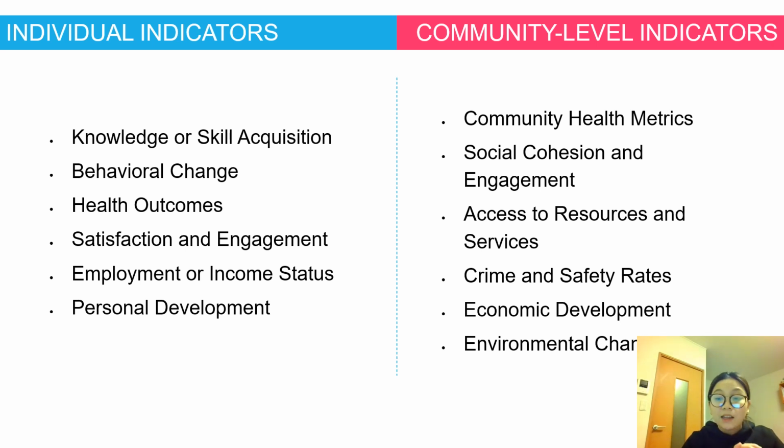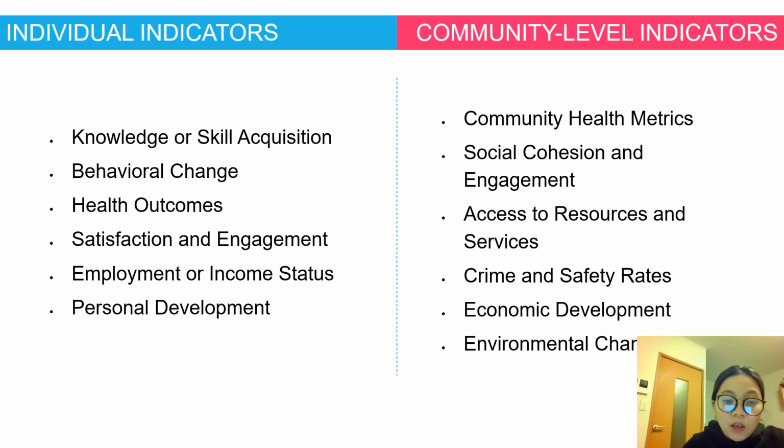In terms of impact, the impact of individual indicators is often more immediate and measurable in terms of a person's personal outcomes, while community level indicators are used to understand systemic or societal level changes. Both individual and community level indicators are essential for providing a comprehensive understanding of the effects of a program or intervention. Evaluating both helps capture the full scope of impact from personal transformations to broader societal shifts.